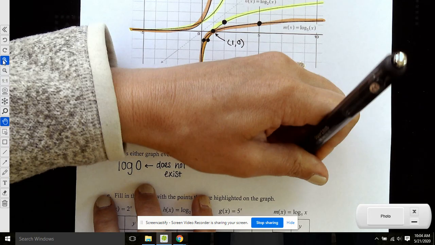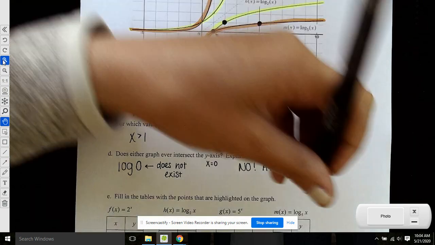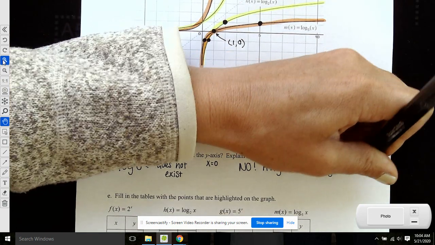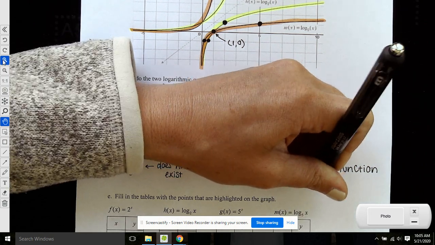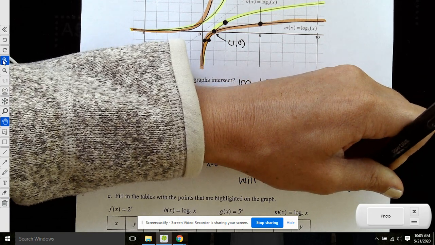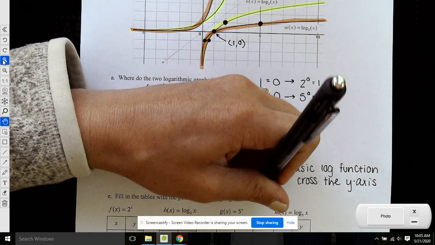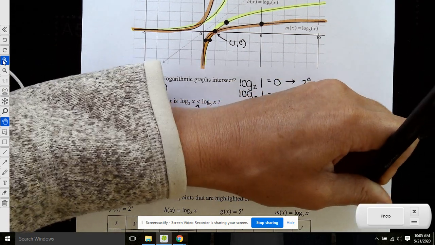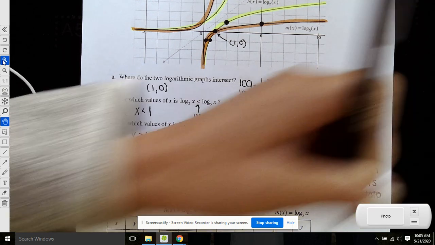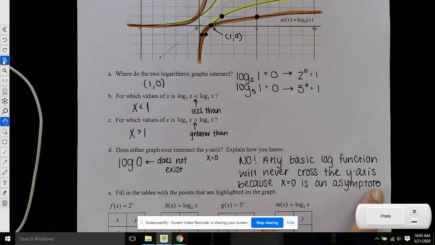Any basic log function, and I say basic because we're going to end up transforming this graph in the near future, will never cross the y-axis. And the y-axis is actually called an asymptote in this situation. An asymptote is a line that a graph approaches but will never hit. So x equals 0 is going to be an asymptote in this situation. It's a line that the graph approaches but never actually hits.